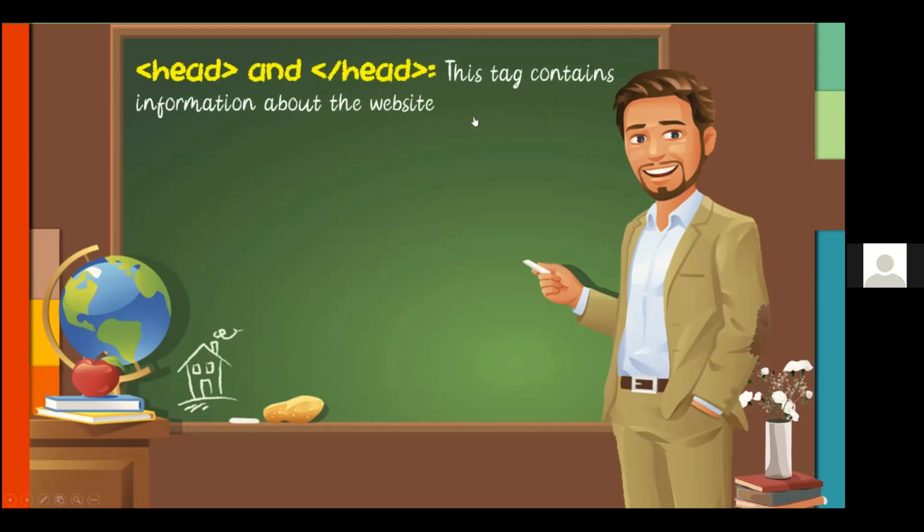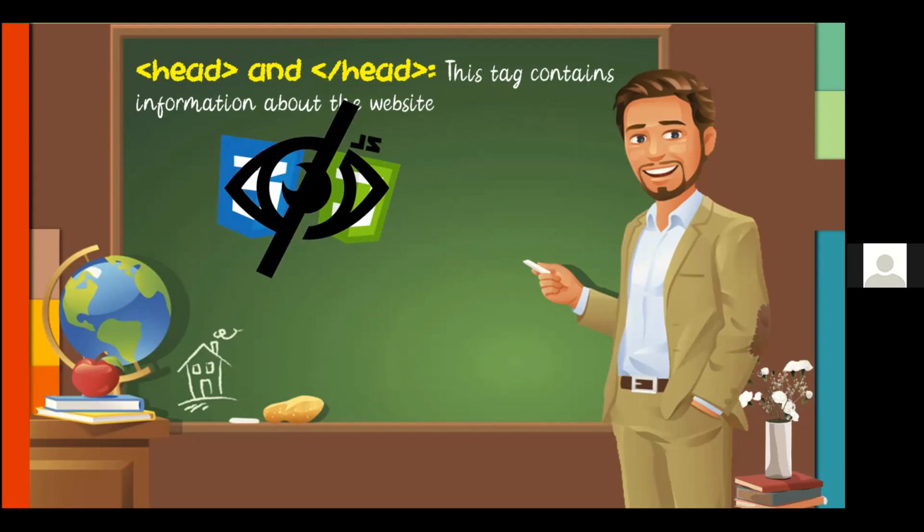The head tag contains information about the website. It is also where you load the CSS and JavaScripts. The data inside this is not directly visible to the end user, but adds functionality to the web pages like titles, scripts, styles, and more. This is called metadata.